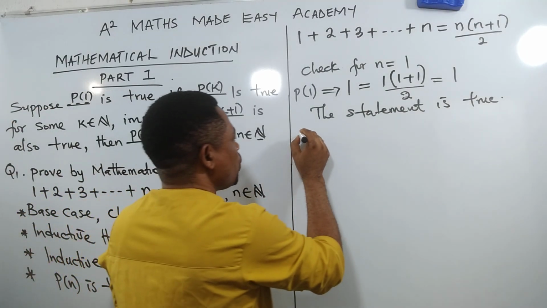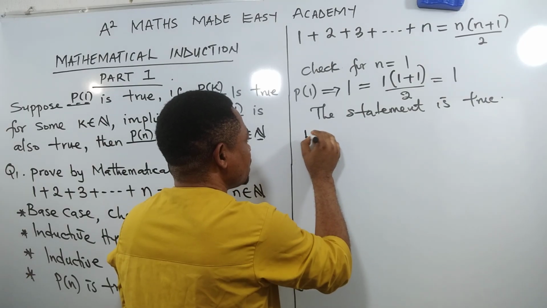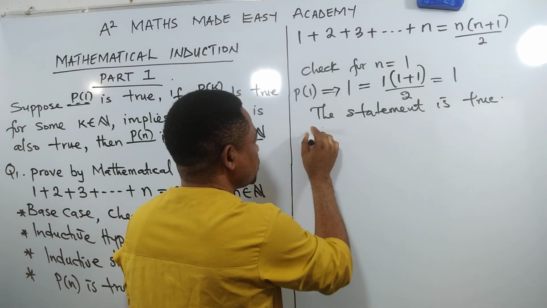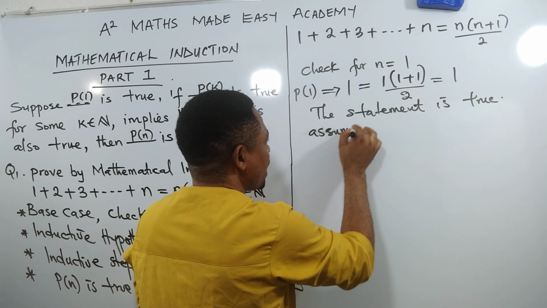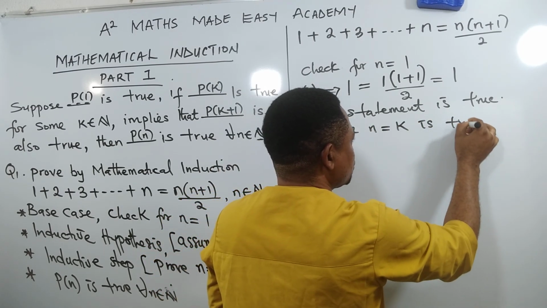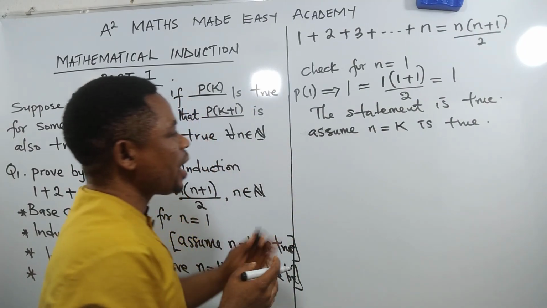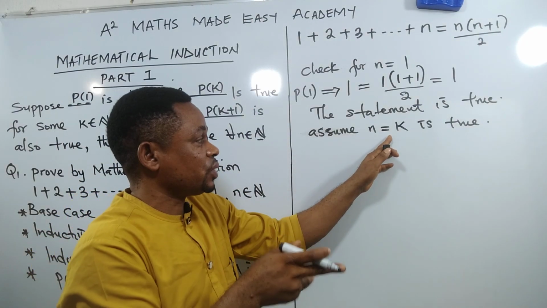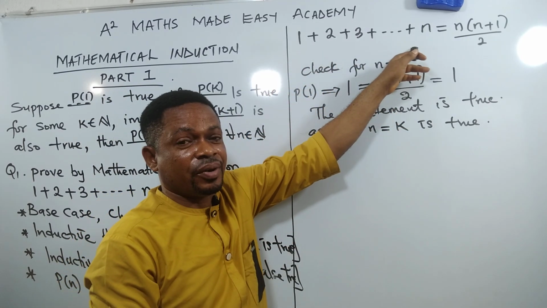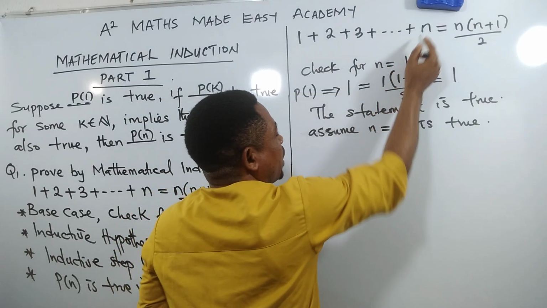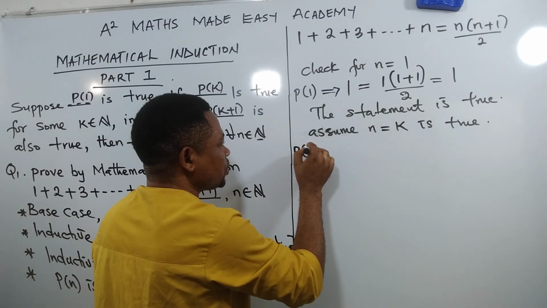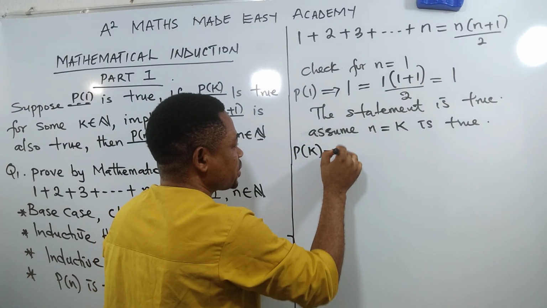Now what do we do? We now assume that n is equal to k is true. Am I communicating now? We now assume that n is still equal to k and is true. So we now go back to the series. This is a series. Anywhere we encounter n there, remove it and introduce k, so that we have P of k. Are you there?